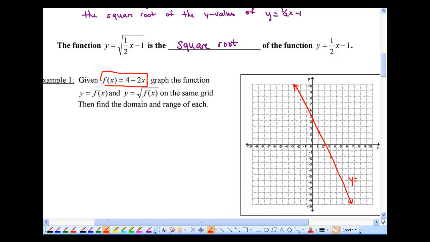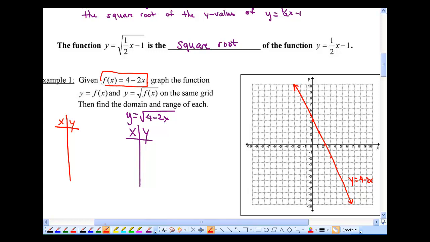That's the function, 4 minus 2x. And then the other function is the square root, right? So y equals root 4 minus 2x. Maybe I will make a table of values just so that you can see. Original, new.